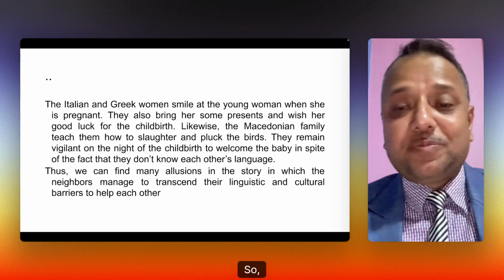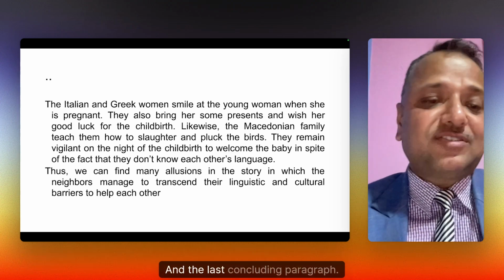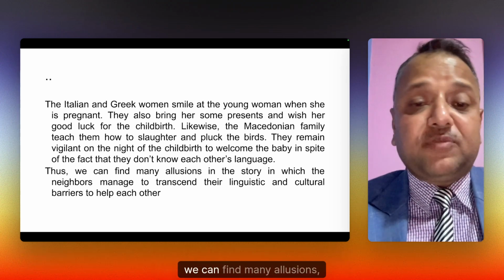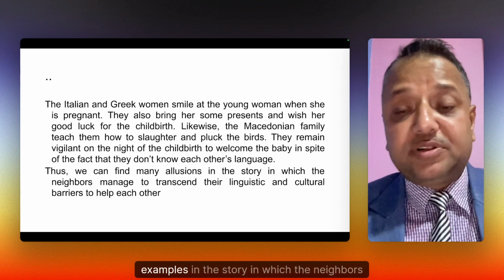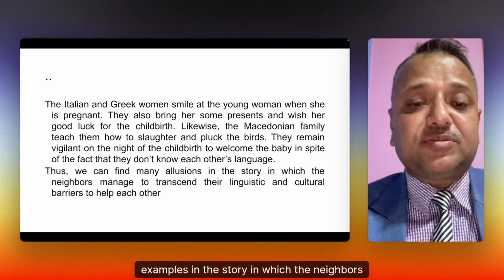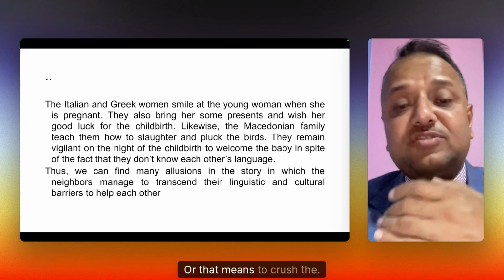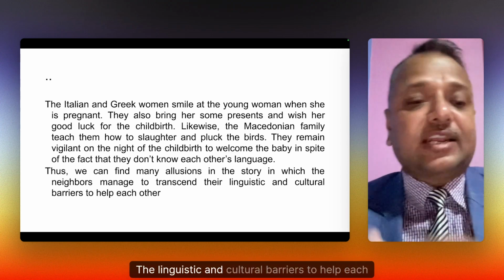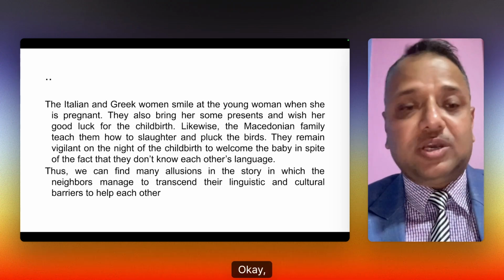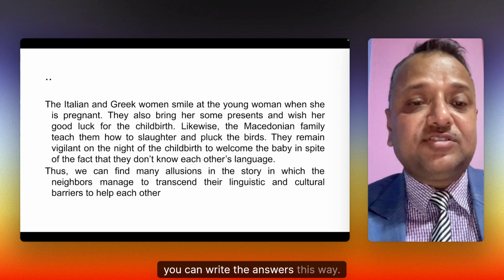Right? So, these 2 paragraphs are gone, right? And the last concluding paragraph. Thus, we can find many allusions, examples in the story in which the neighbors manage to transcend, that means to cross, their linguistic and cultural barriers to help each other. Okay? I believe you can write the answers this way.